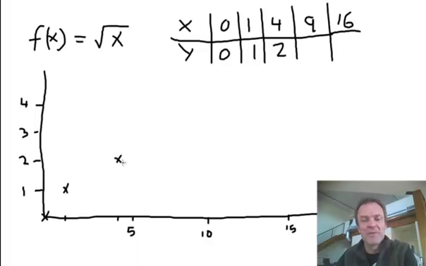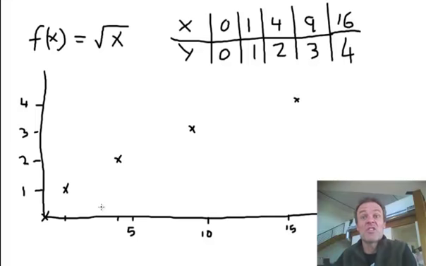I don't have any graph paper. Square root of 9 is 3. Right, square root of 9 is 3. So about there. Square root of 16 is 4. Right, so when x is 16, I get about there. And so on, if I went up to 25.